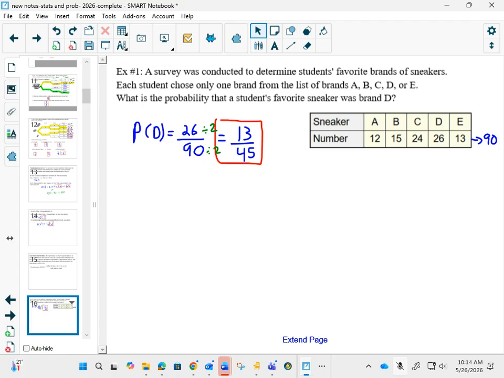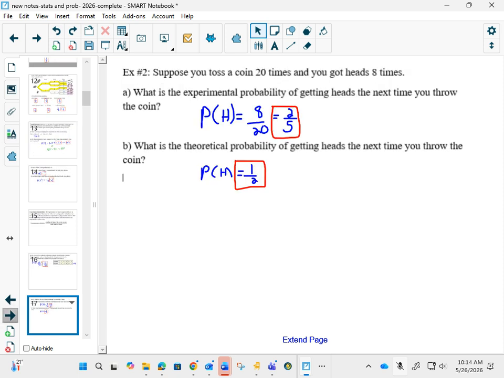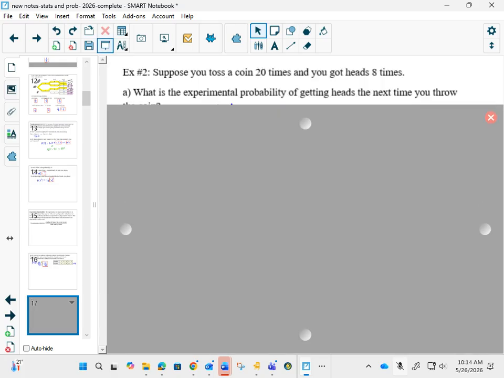All right, we're gonna get to the bottom of page 7, and then we're going to work on some of these examples. Suppose you, I'll hide the answers temporarily for you here. Suppose you toss a coin 20 times, and you got heads 8 times.